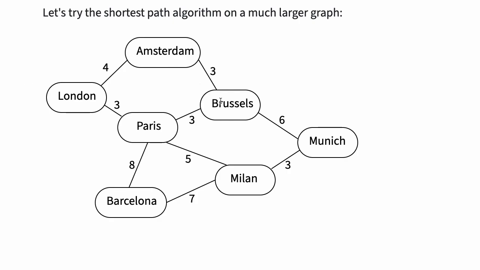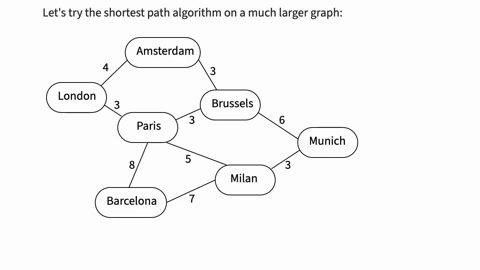Amsterdam's neighbors are Brussels and London. The distance to London via Amsterdam is 4 plus 4, or 8. London already exists in the tree, so we compare the calculated distance to the existing distance, which is 0. 8 is greater than 0, so London's distance stays unchanged. The distance to Brussels via Amsterdam is 4 plus 3, which is 7. We add Brussels to the tree.